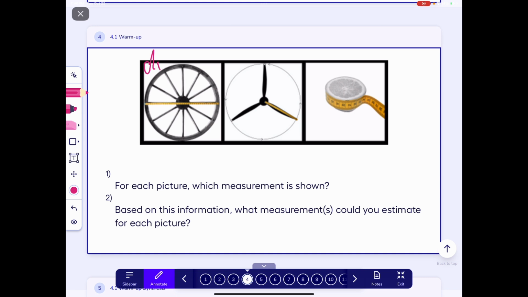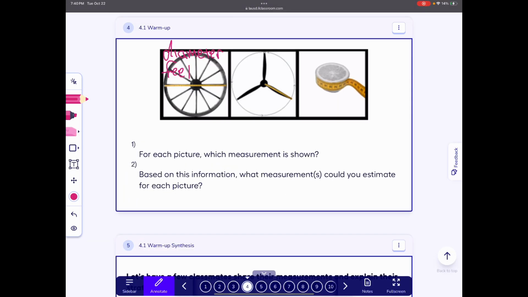So let's take a look at the wheel first. And the wheel, which measurement is shown? That's the diameter. And what measurements could you use to estimate for each picture? Well, that would be feet. You would use feet. Maybe 4 feet, 5 feet, depending on the wheel. So feet. You might also use meters.